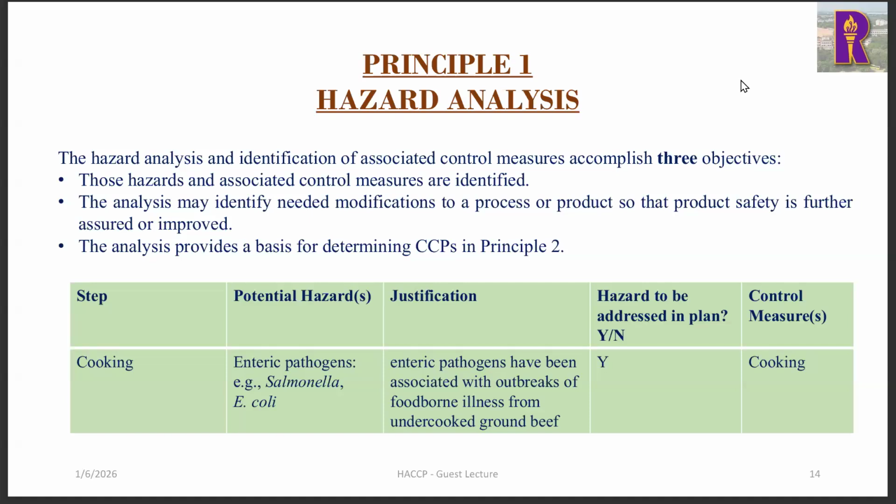Madam, I have a small doubt, madam. Hello? Yeah, sir. Please, yes, please. Madam, in cooking, a potential hazard, listeria is also a potential hazard, madam. Listeria. Yes, sir.